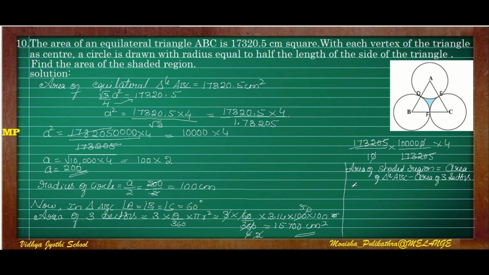So the area of triangle ABC is given by 17320.5, which is already given. The area of the equilateral triangle is already given. So 17320.5 minus 15700. So the area of the shaded region is 1620.5 centimeter square. I hope you understood this.